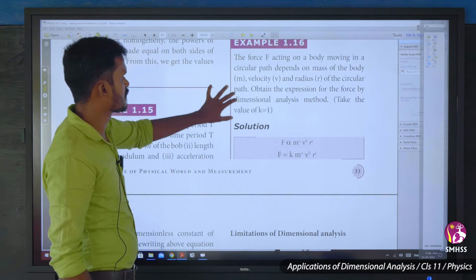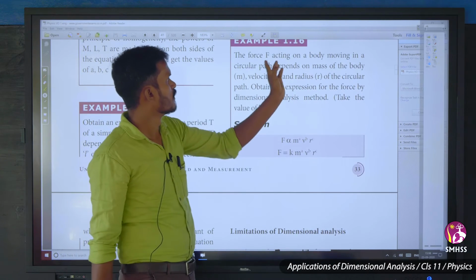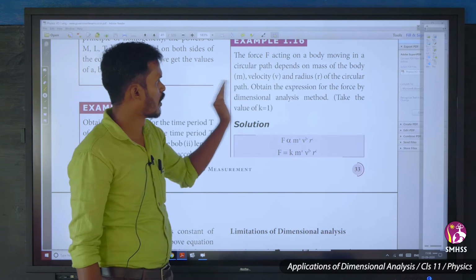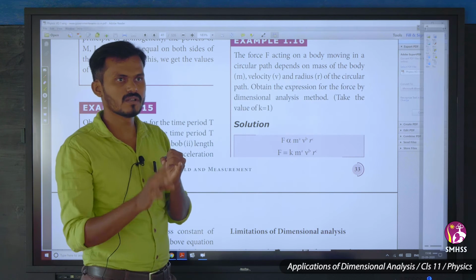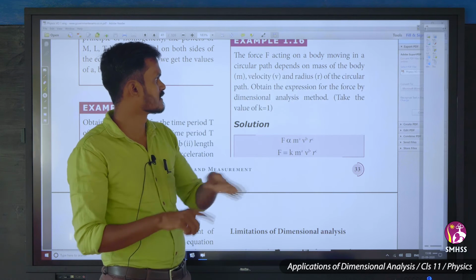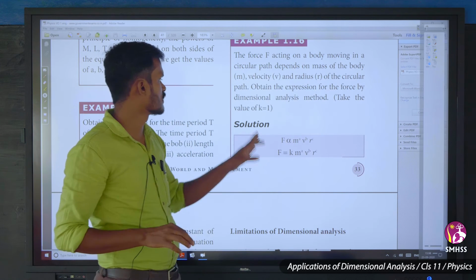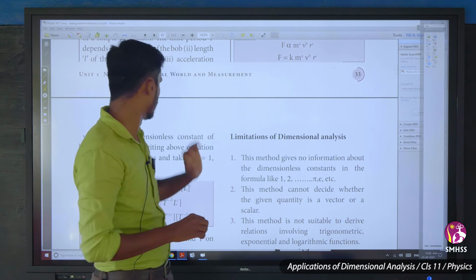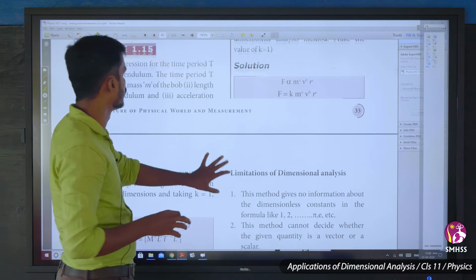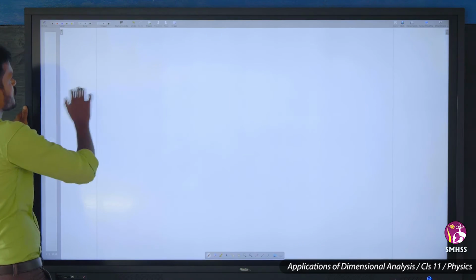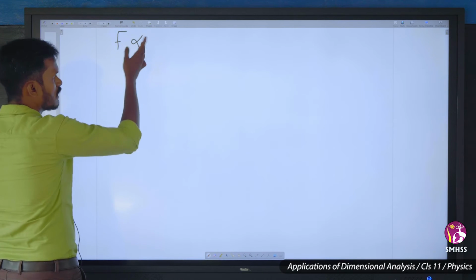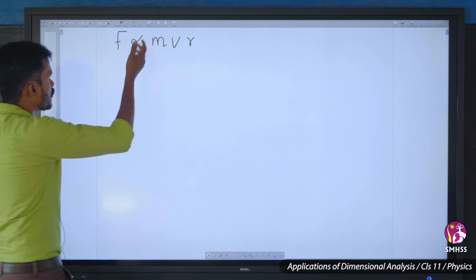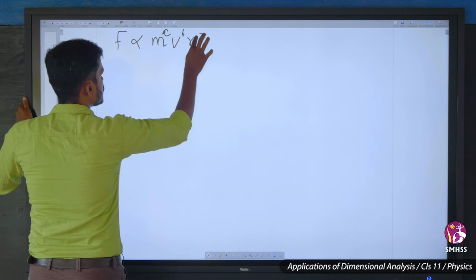We have to derive the expression for force. The force acting on a body moving in a circular path depends on the mass of the body, velocity and radius. We have to obtain the expression for the force. Here the constant k they have given as 1. So force depends on mass, velocity and radius. Provide the powers a, b, c.